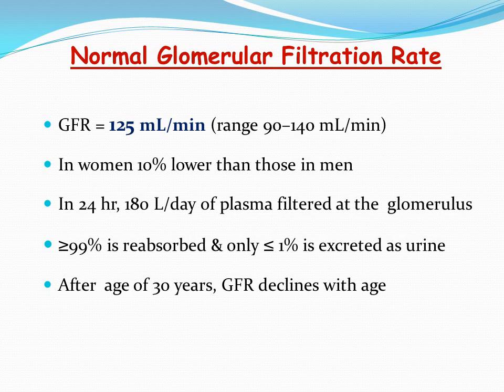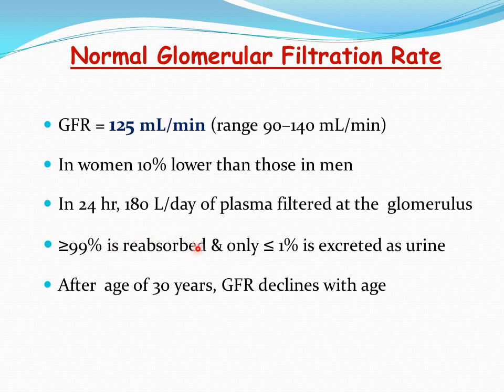Now this GFR is quite lesser in women than in men. So keeping in mind this rate, in a healthy adult person, both the kidneys combined filter around 180 liters of plasma per day through the glomerulus. But out of 180 liters that is filtered through the membrane and poured into the renal tubules, all of that is not going to be excreted as urine. More than 99%, that means around 178 or more liters, will be reabsorbed.